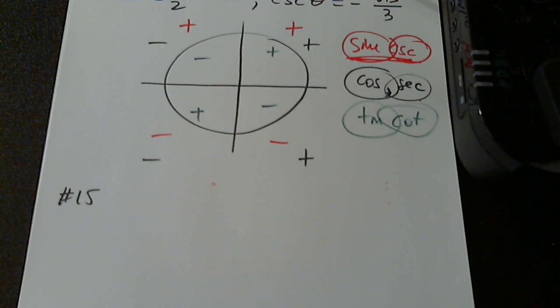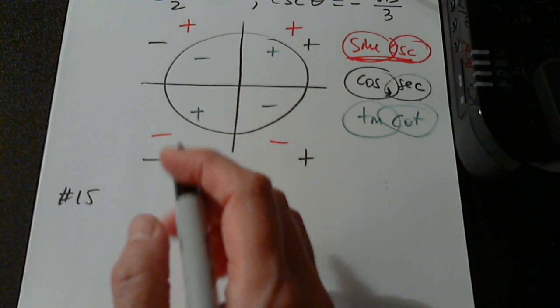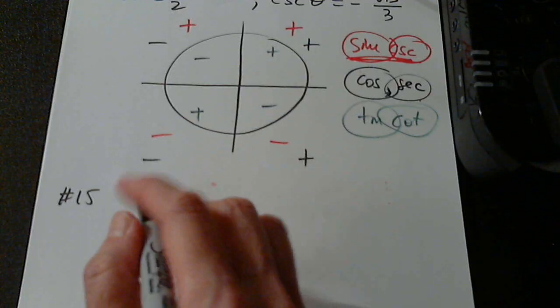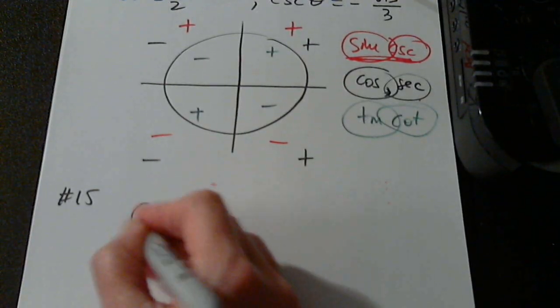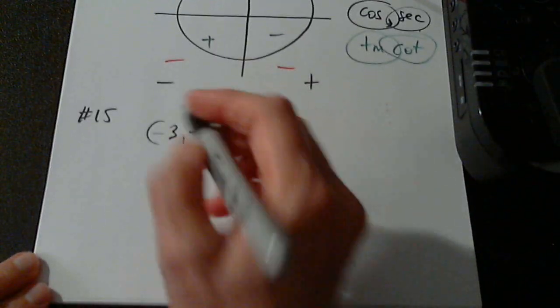Please don't embarrass me in the middle of my class. Okay, 15. Where are you, 15? What is it? Okay, so we have -3 comma -3. Perfect. Perfect pick. Okay.